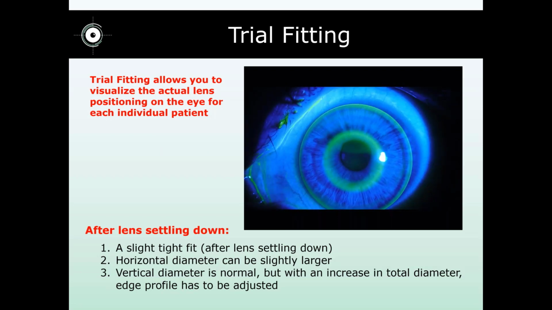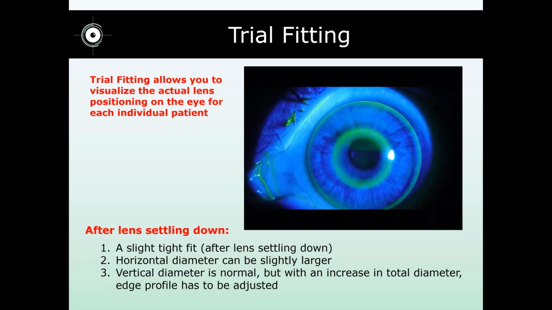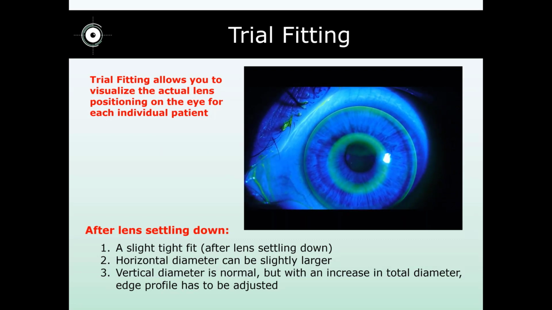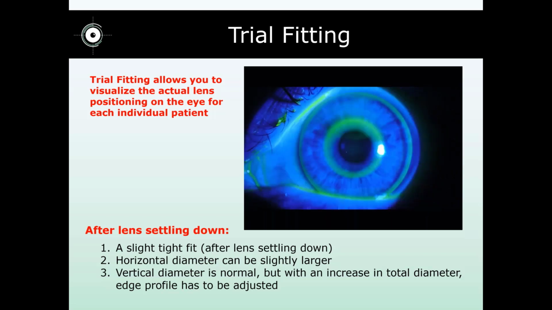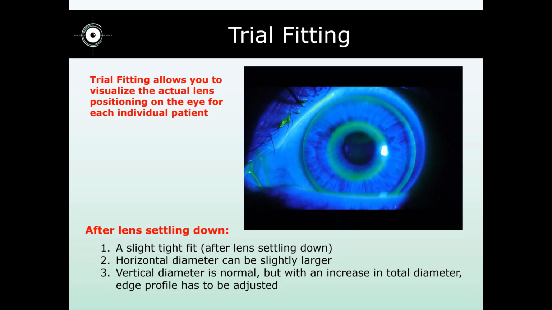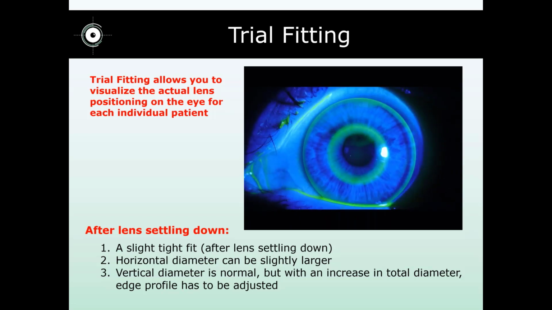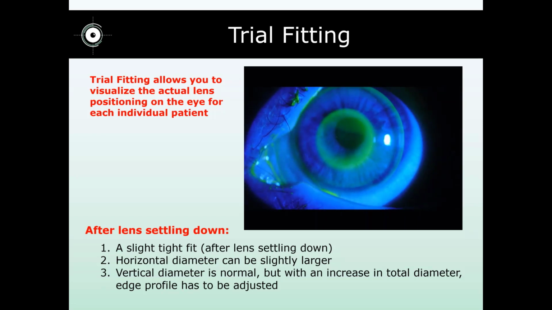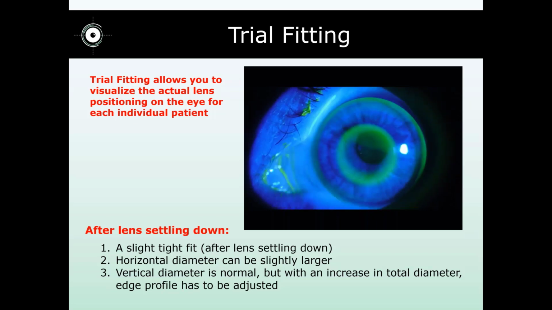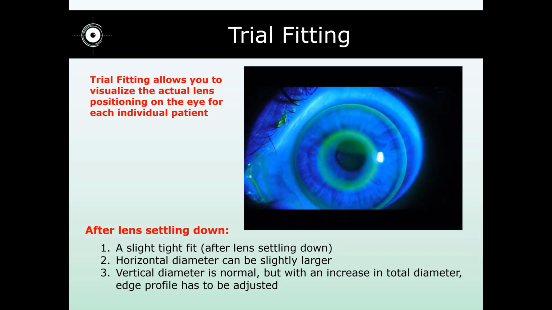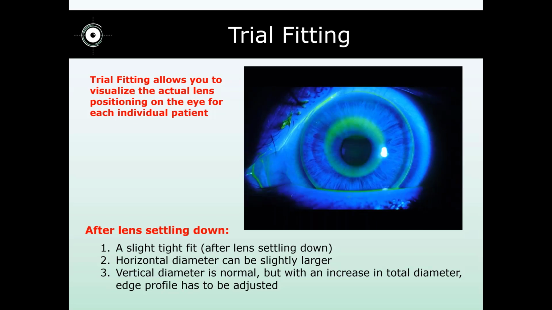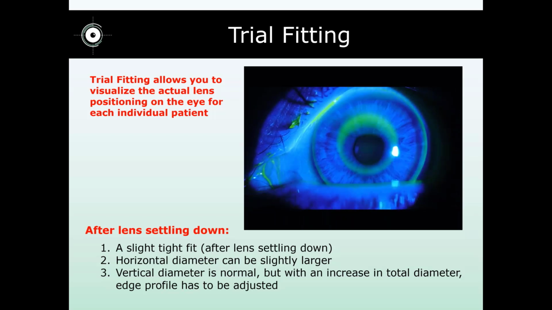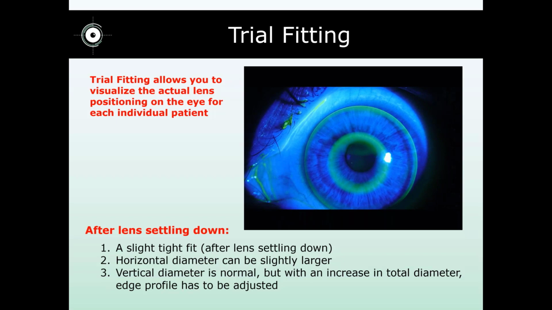The trial fitting allows you to visualize the actual lens positioning on the eye for each individual patient, especially for the Asian kids with small fissure and tight lid. And you have to hold the lid to let the fluid drain away, to show that a slight tight fit. The horizontal diameter can be slightly larger. The vertical diameter is normal, but with an increase in total diameter, edge profile has to be adjusted.